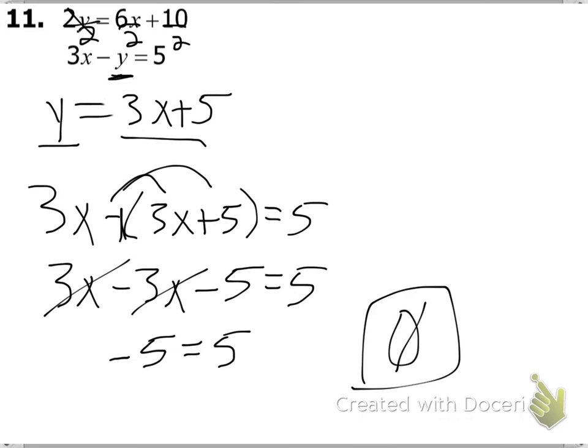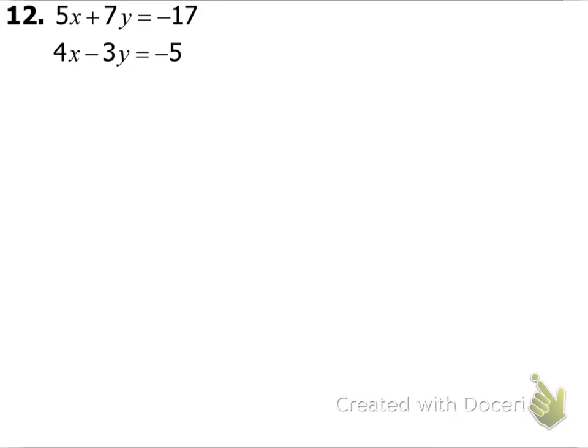Okay. Last one. 5x plus 7y equals negative 17. 4x minus 3y equals negative 5. I'm going to solve one of my equations for one of my variables. Neither one of these looks very fun to solve for either variable, so I'm just going to solve the bottom one for y. Subtract 4x. Negative 3y equals negative 4x minus 5.